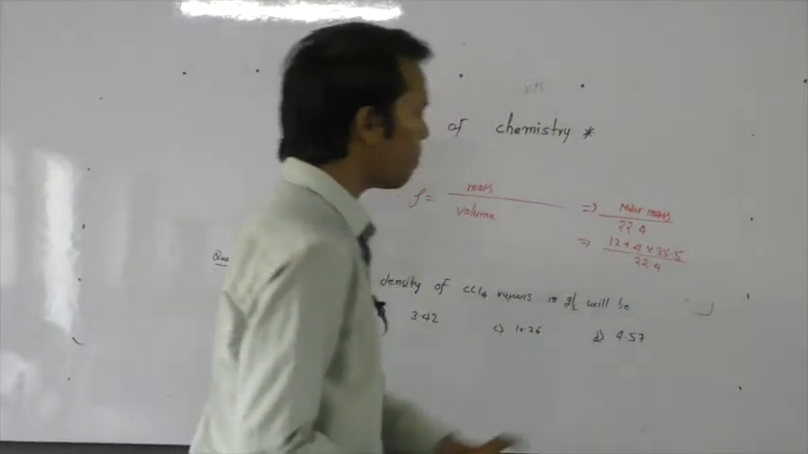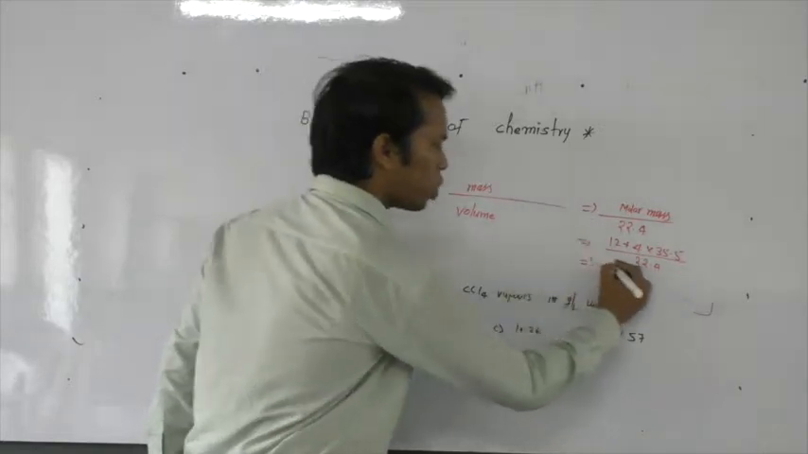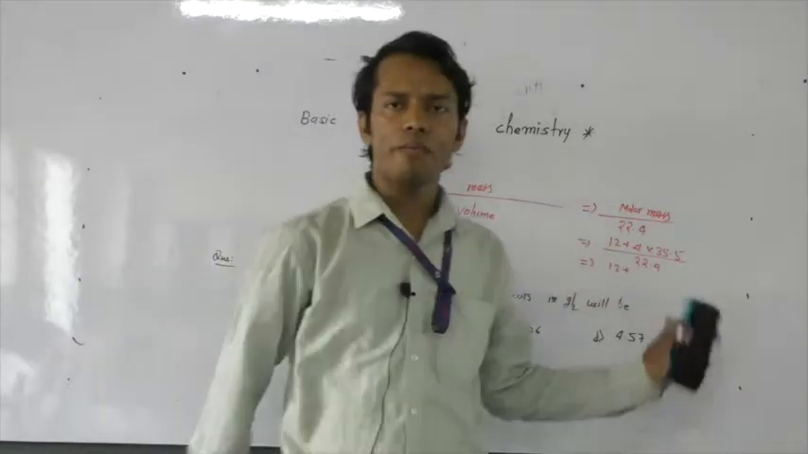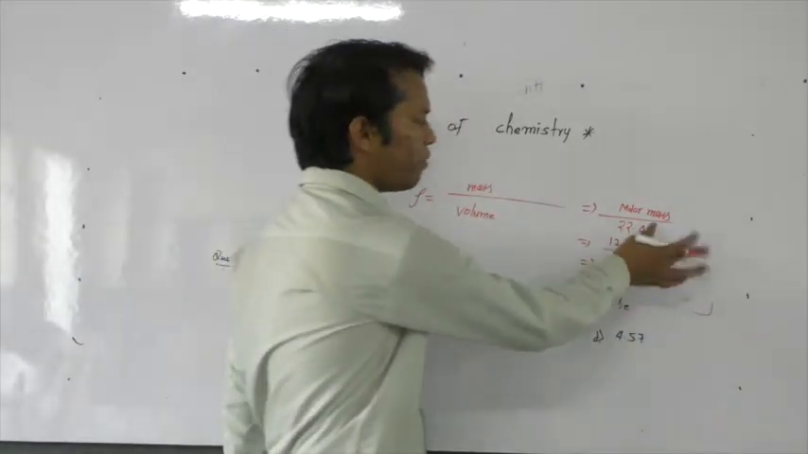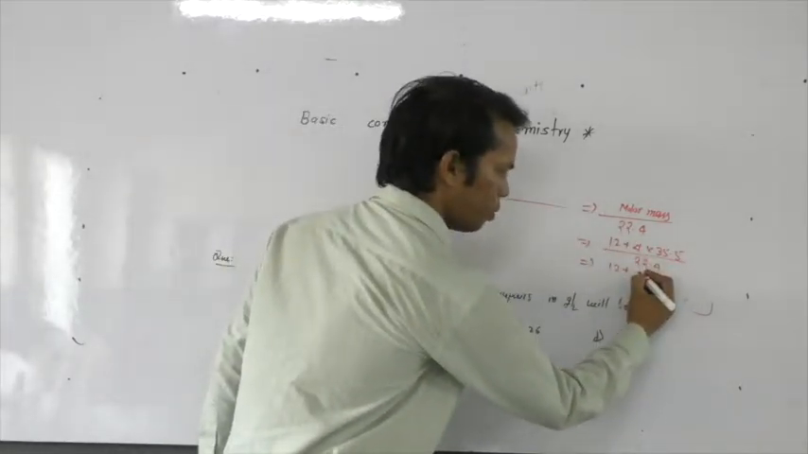What we have to do now? 12 plus 4 into 35.5. So 12 plus, what is 35.5 into 4? See, 35.5 into 2 is what? 71, and into 2 is 142, I think.